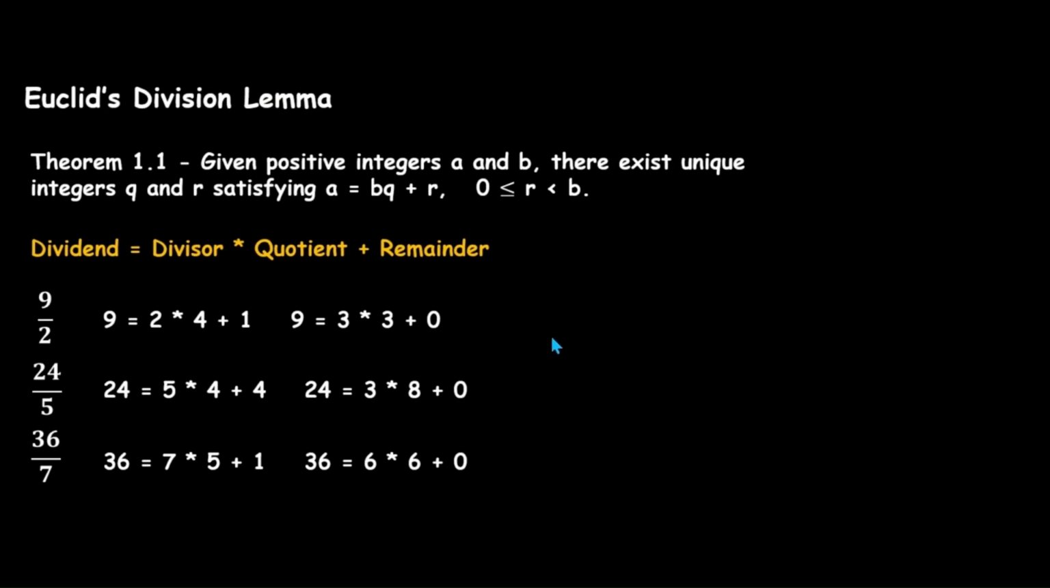So in summary, when the remainder is 0, then the divisor is a perfect factor of dividend. That means that it can completely divide the number. And when the remainder is a non-zero number, then the divisor is not a factor of dividend.